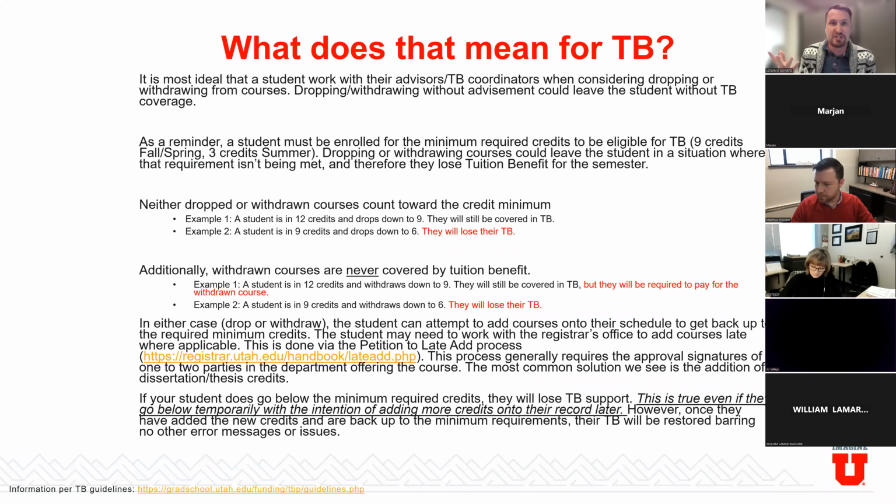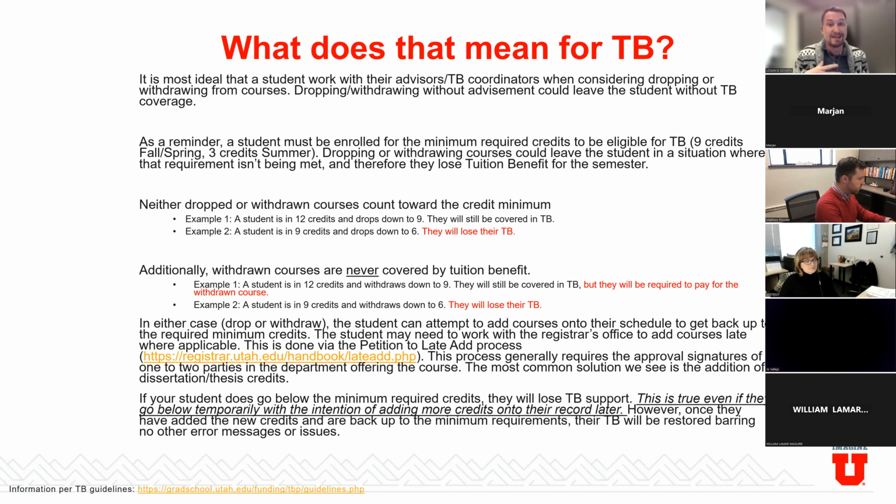Now, what does that mean for TB overall? It is most ideal that a student work with their advisors and TB coordinators when considering dropping or withdrawing any courses, even if it's well before deadlines. If they're before the drop deadline, and then they attempt to drop it and find out it's one of those weirdly dated courses all of a sudden, well, now maybe they have a W on their record. That wasn't part of the plan. What is that going to look like for them? Getting that information from you in the registrar's office is imperative as they move forward. So definitely encourage them, which I'm sure you're already doing, but encourage them to work with you and your advisors as they're moving forward with this process.